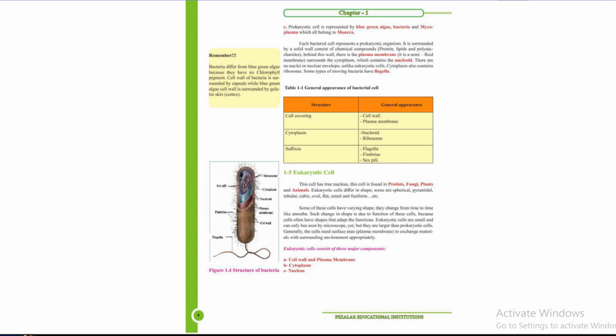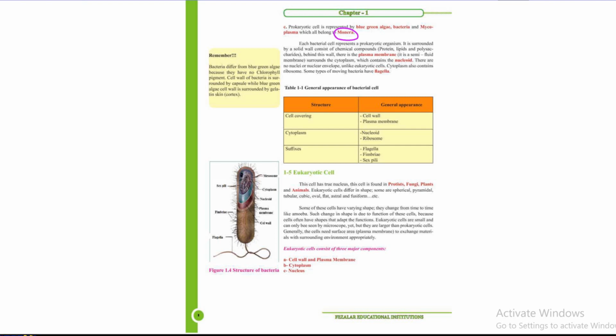You may remember we said prokaryotic cells have only kingdom Monera, for example blue-green algae, bacteria, mycoplasma. The remaining four kingdoms have eukaryotic type of cell. Eukaryotic cells differ in shape. This different shape we're going to study in chapter 2.